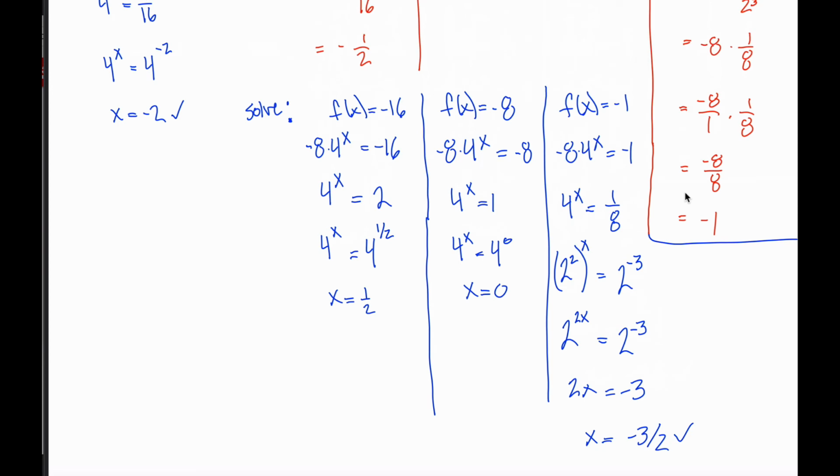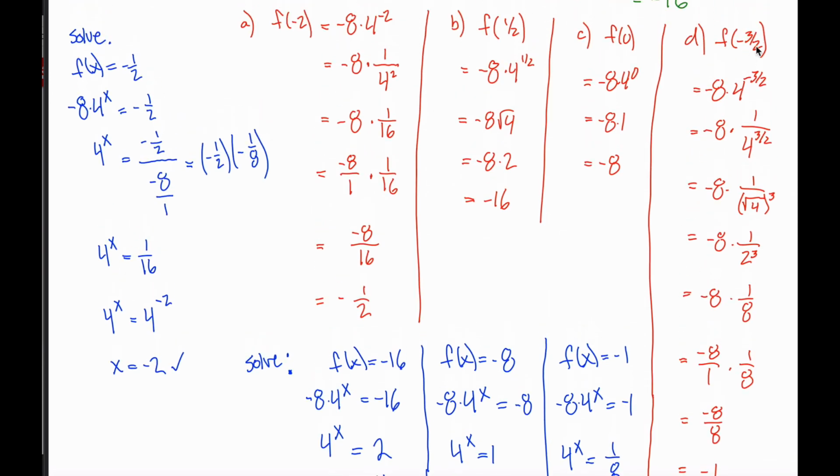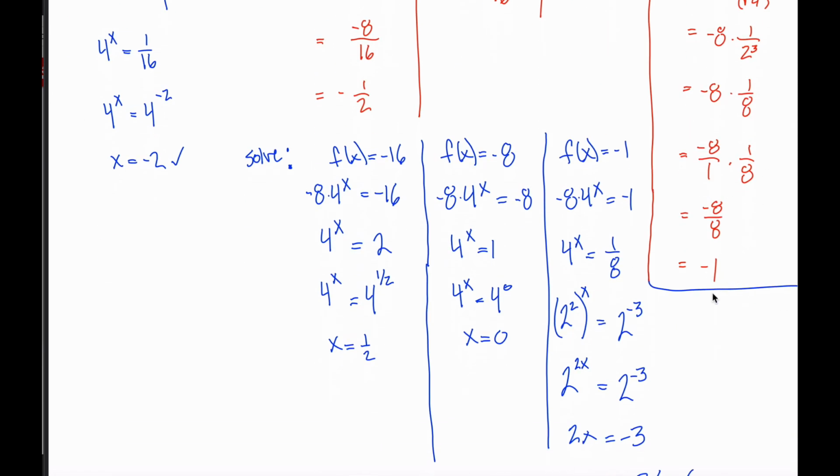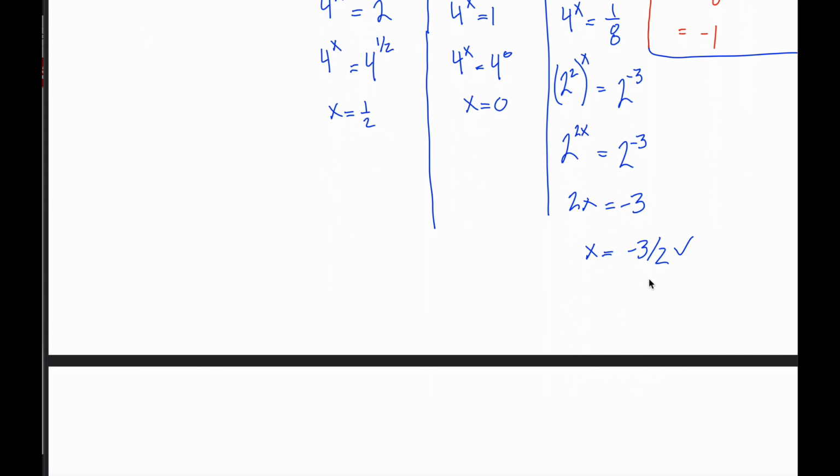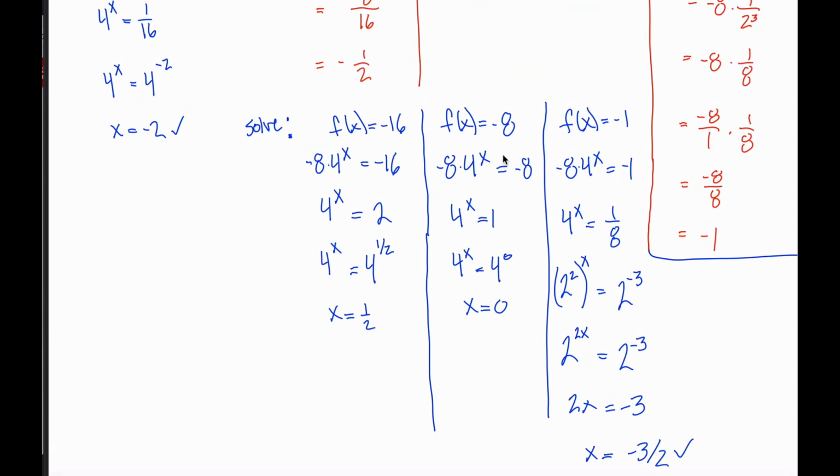Oh, right, I knew it was going to be negative 3 halves because when I put negative 3 halves into this machine, negative 1 came out. So, of course, the thing that I will have to put in to make negative 1 come out is this negative 3 halves.